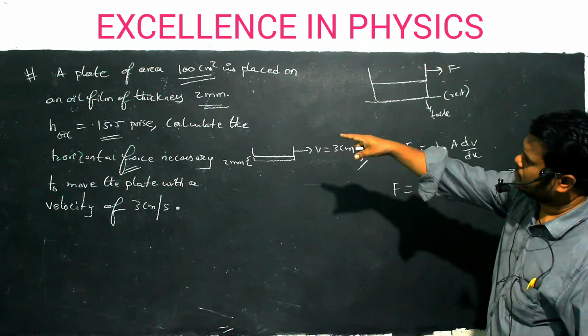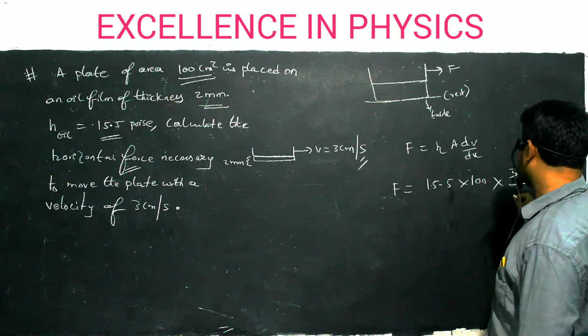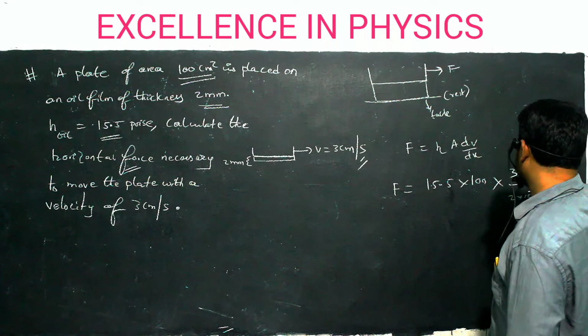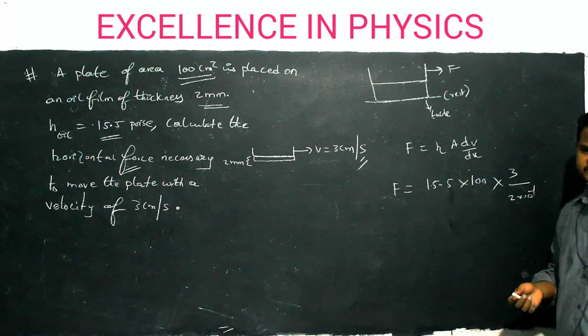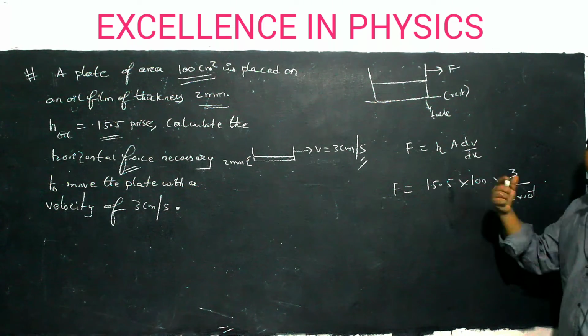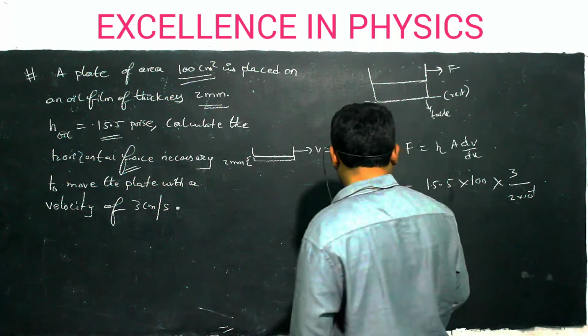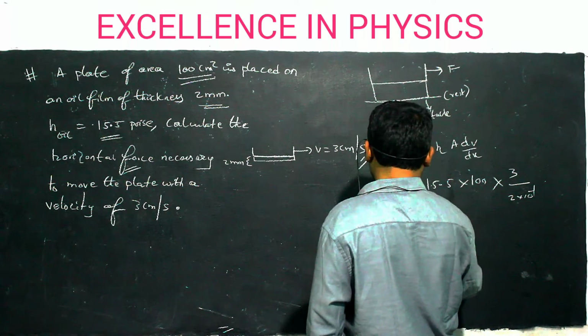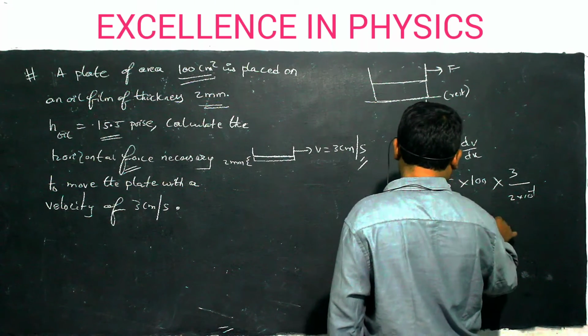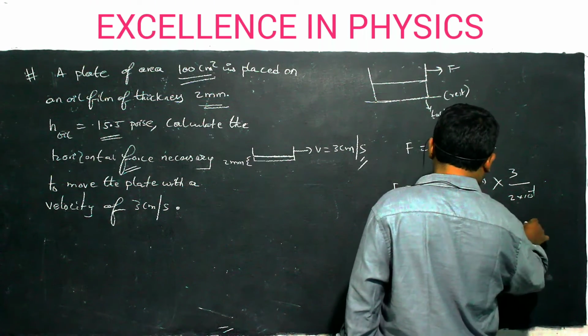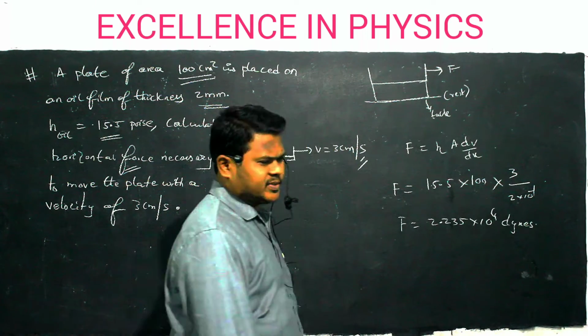2 mm. So in terms of centimeters, how can I write? 2 into 10 power minus 1 centimeters. That's all. So do this calculation. That is the amount of force which is required. So what is the answer given? F is equals to 2.235 into 10 power 4 dynes. So this much amount of force will be required.